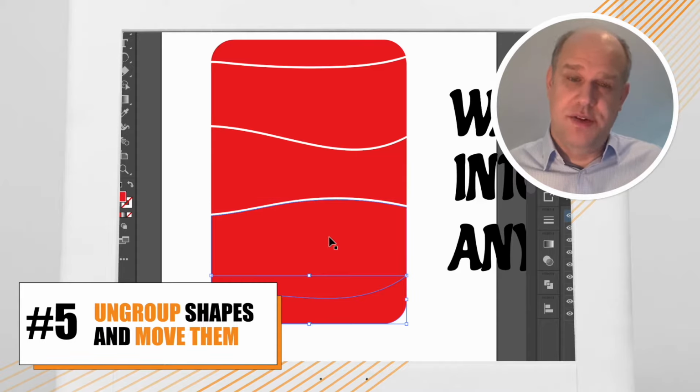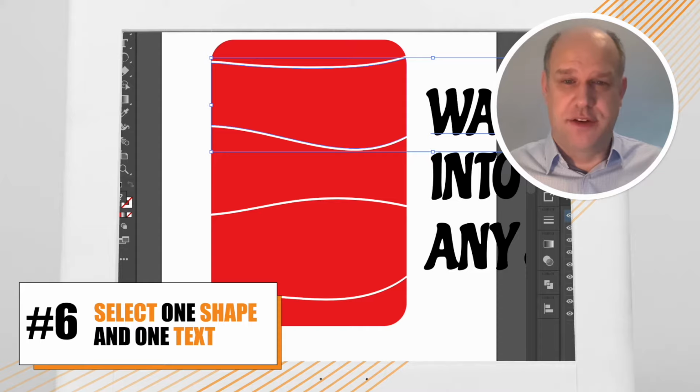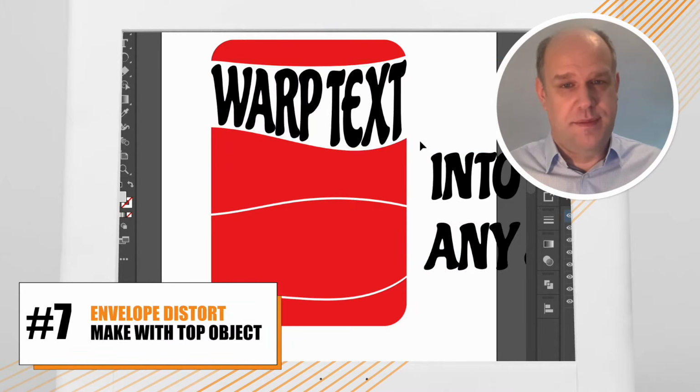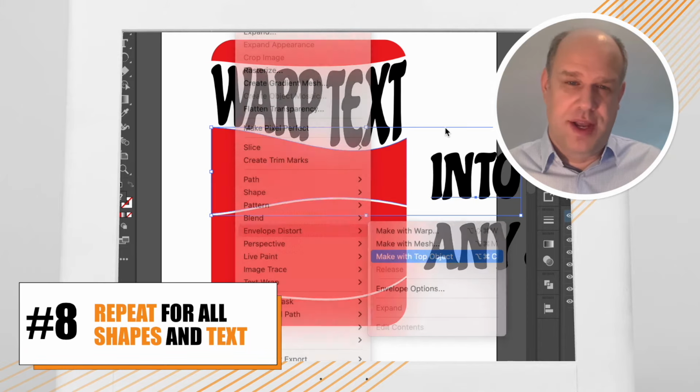You've just created new shapes, now move them apart a little. Select the first text and first shape, go to Envelope Distort and make with top object. Now your text should jump right into the shape.